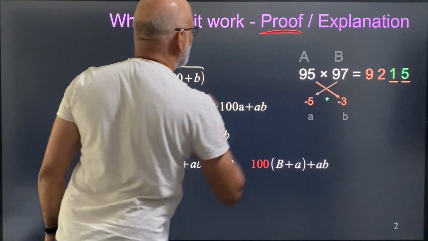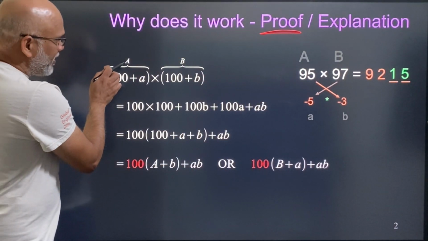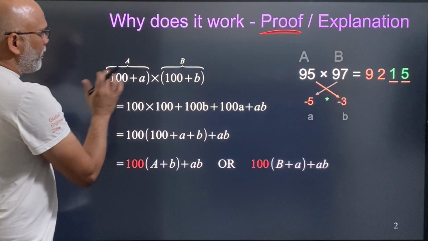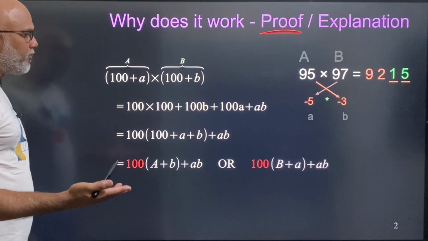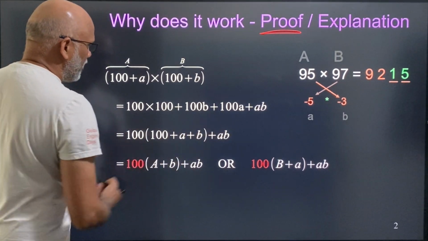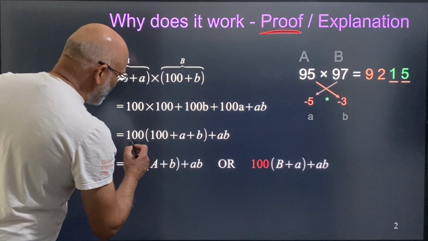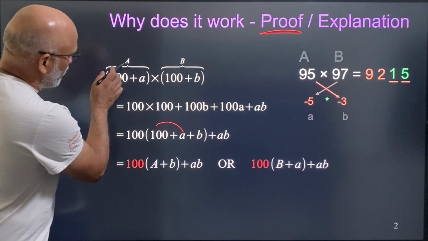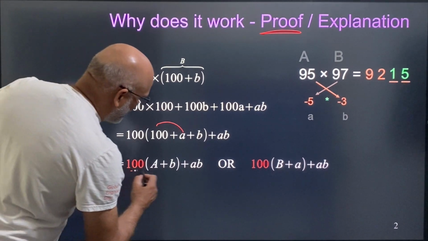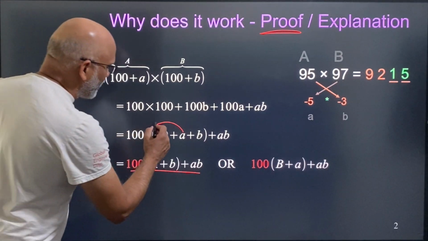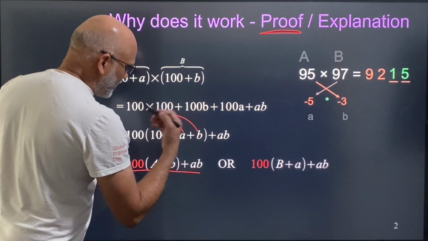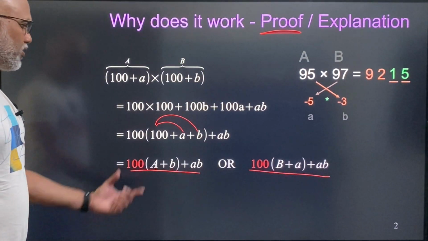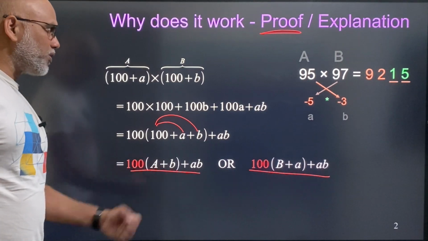So here is the proof. I can write the first number as 100 plus something and the second number also as 100 plus something. Then I open the brackets using the distributive property, and it's a simple manipulation. Then I get something like this. Here I can combine 100 with a, then I get uppercase A, that leads me to this result. Or I could combine 100 with b, that gives me uppercase B, and that leads me to this.